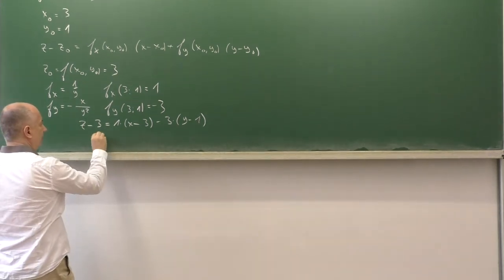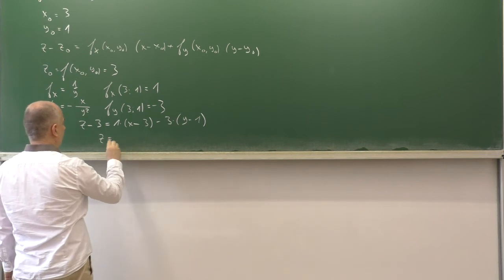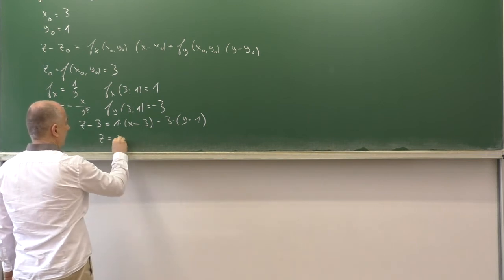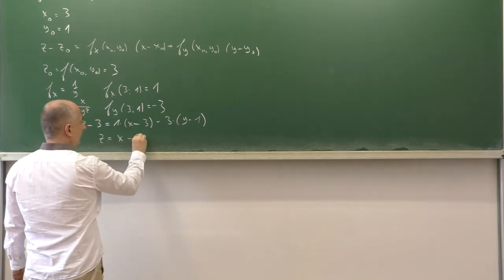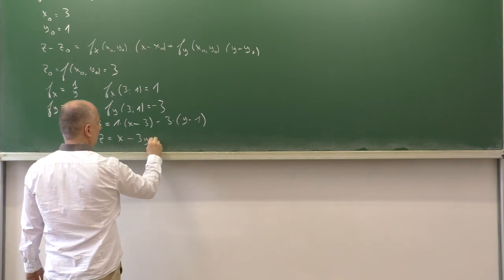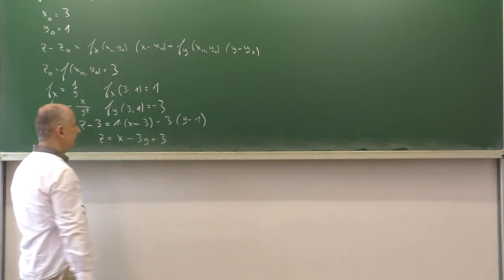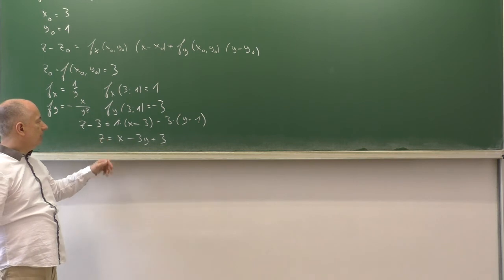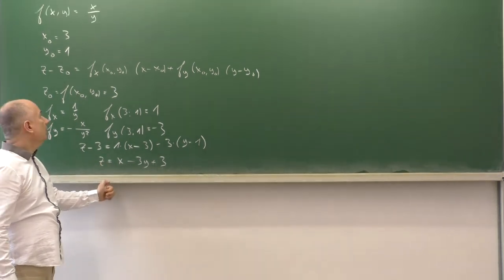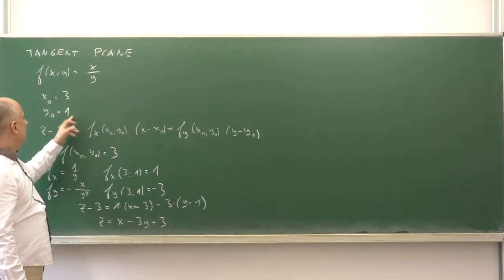We can add 3 to arrive at z is x minus 3y plus 3. So this is the equation of the tangent plane to the graph of this function at this point.